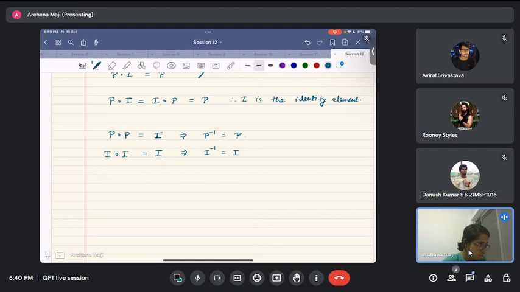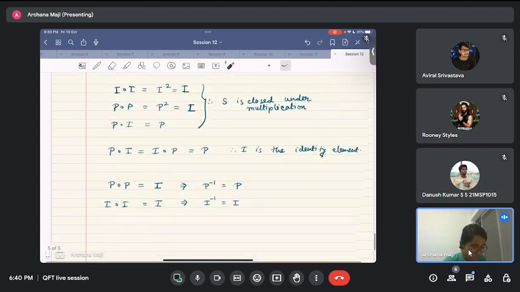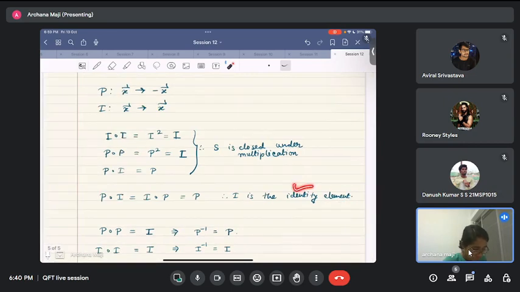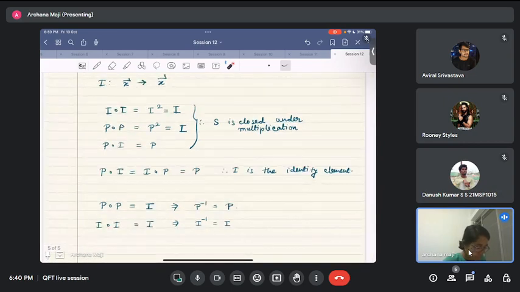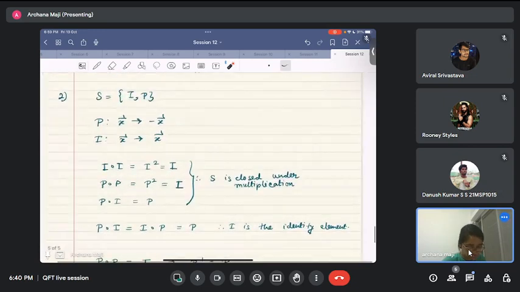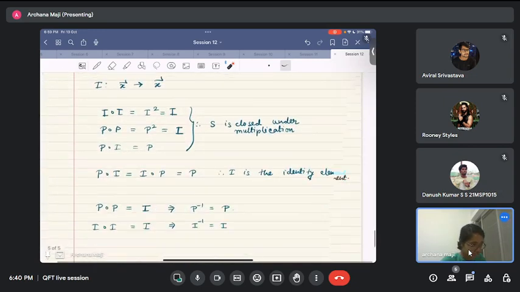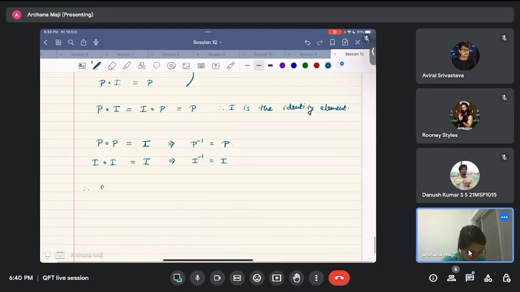So finally it is asking whether S is a group. Well, indeed it is a group, because it satisfies closure. It has an identity element, and every element of that set is also having an inverse. So that means it is a group, and associativity also holds. So S is a group.